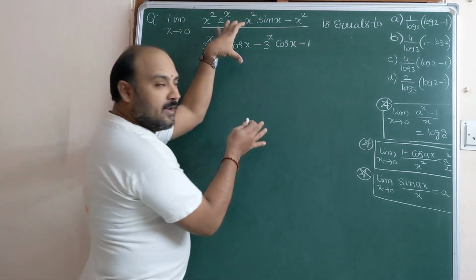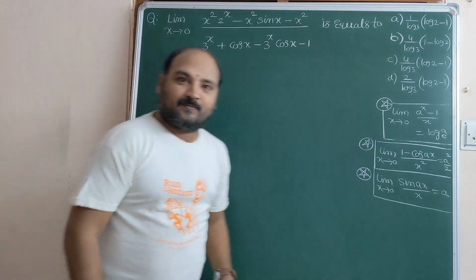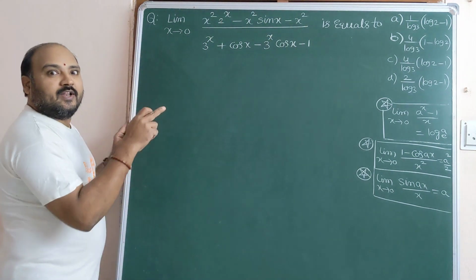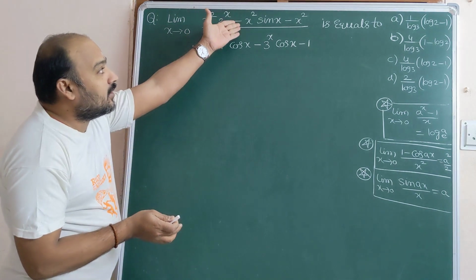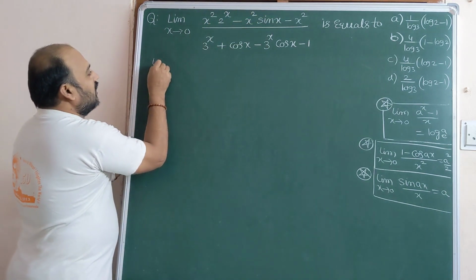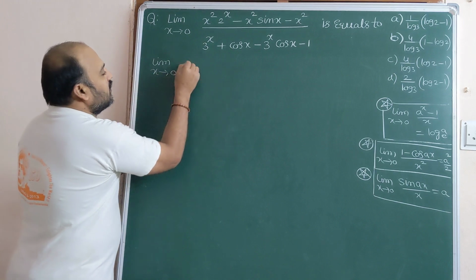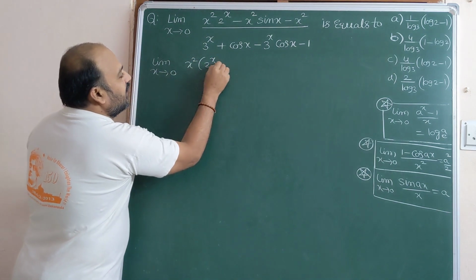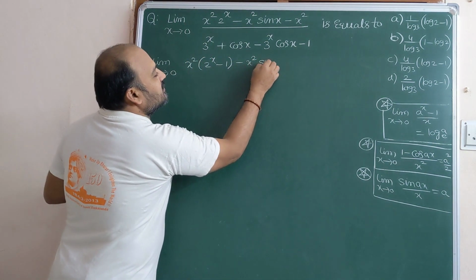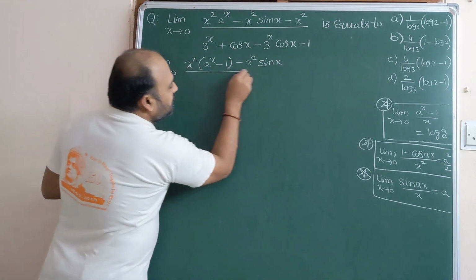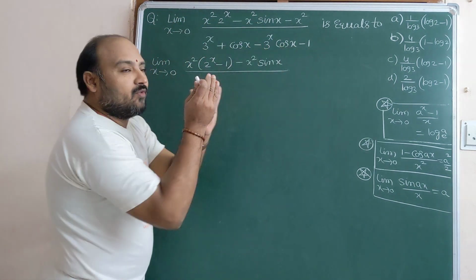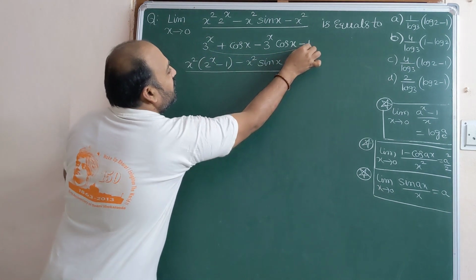We need to get the given limit into formula format. See here, from the first and last term in the numerator, take x² common. Even in the middle term it is x², but I am taking common from the first and last. Limit x tends to 0, x² into (2^x − 1), remaining as it is, x² sin x. After that, divided by, in the denominator, first term and last term make one term: 3^x − 1.